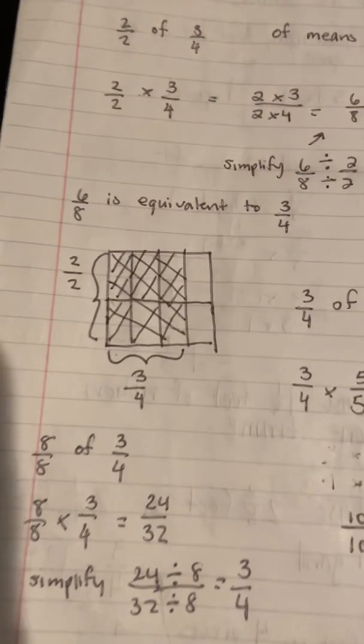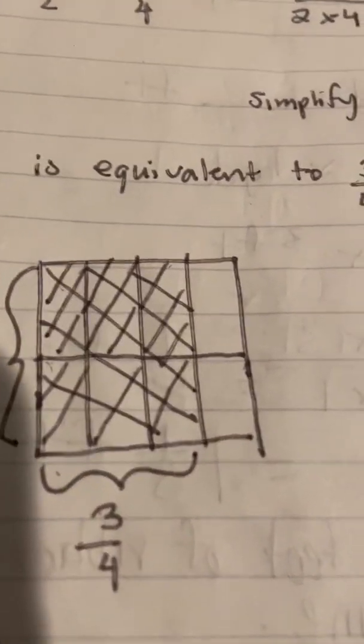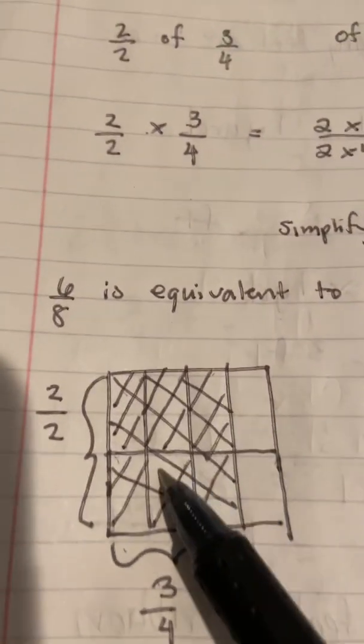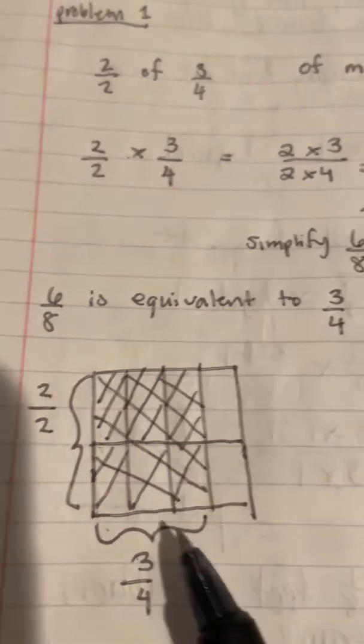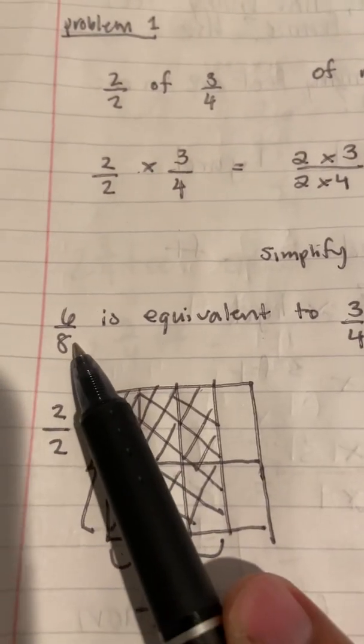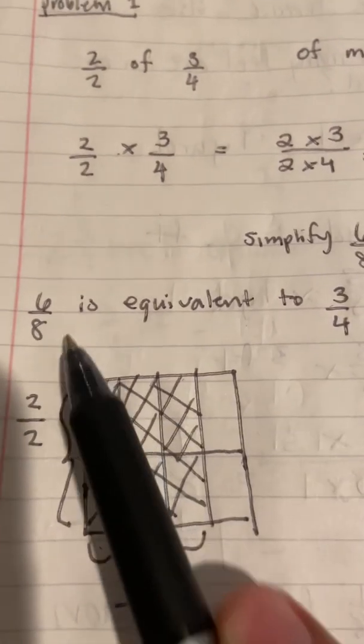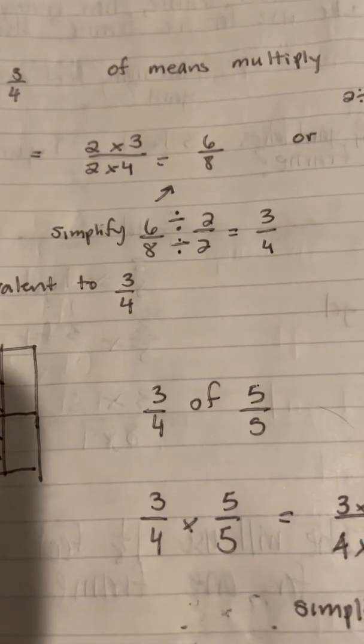Now, I did a little model here. So first I cut it in 2, then I cut it into 4, and we end up with 8 total pieces, and 6 out of the 8 are shaded.